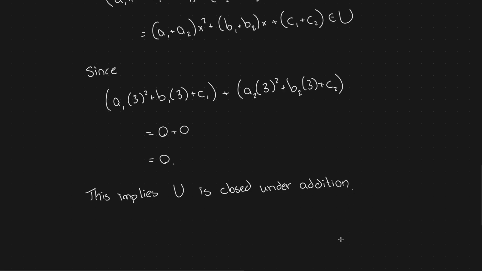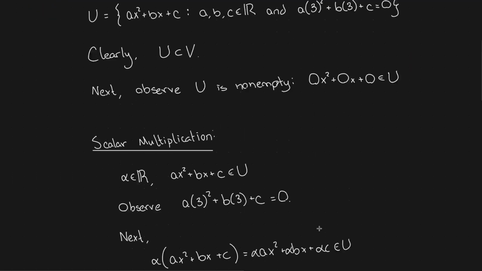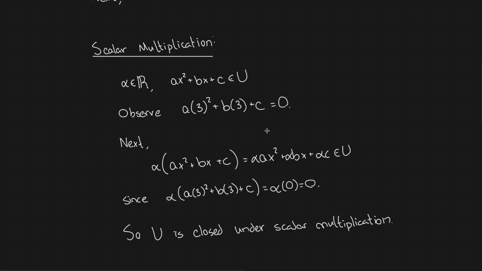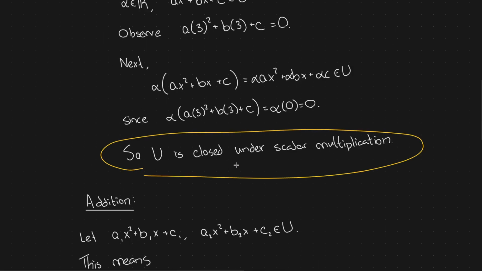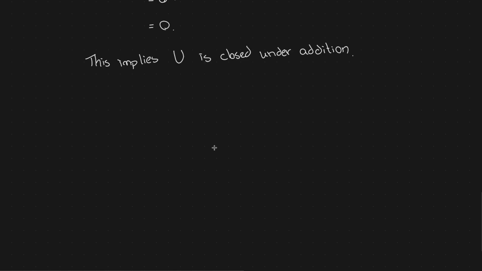Okay, we've done all the checks. We've made sure that U is a subset of V, that it is non-empty. We've shown that it is closed under scalar multiplication. We've shown U is closed under addition, which means that U is a subspace of vector space V. Not just any old subset, but a subspace. It is its own vector space. But it is a vector space that's a smaller vector space within the larger vector space V.